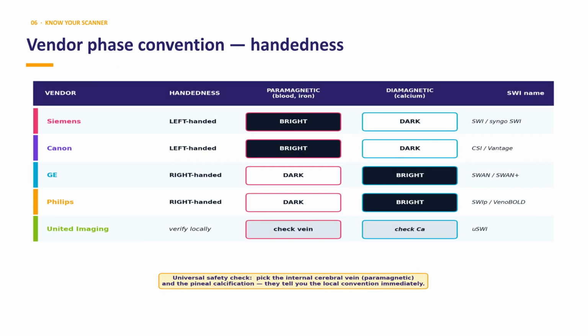Vendor-handedness determines whether paramagnetic substances appear bright or dark on the phase image. Siemens and Canon are left-handed, showing paramagnetic substances as bright. GE and Philips are right-handed, showing paramagnetic substances as dark. A universal safety check is to identify the internal cerebral vein and the pineal calcification to confirm the local convention.